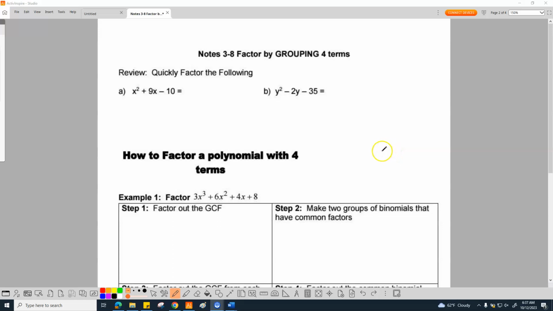Algebra 2, today we're going to be doing factoring by grouping 4 terms. This on the note says review, quickly factor this. I skipped this part, so don't worry about that review.